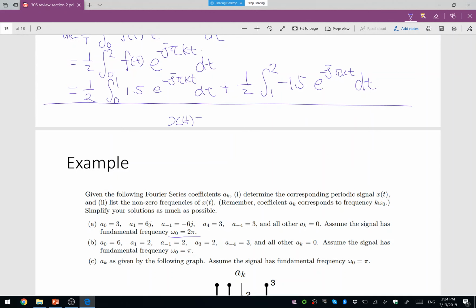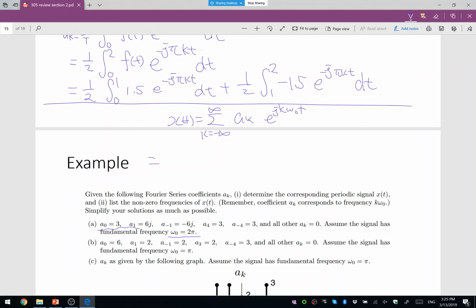x(t) equals the sum over k from minus infinity to infinity, that means every non-zero a_k, times e to the power of j k omega 0 t. So that means we want to add these things. Let's plug each one by one.